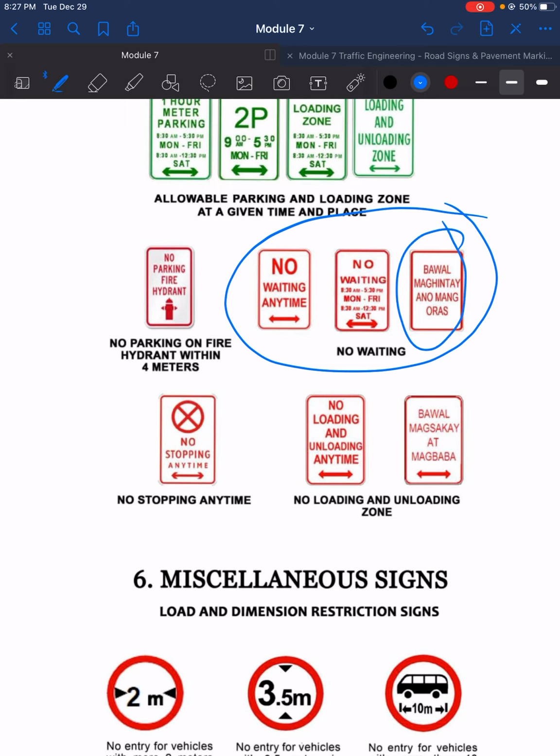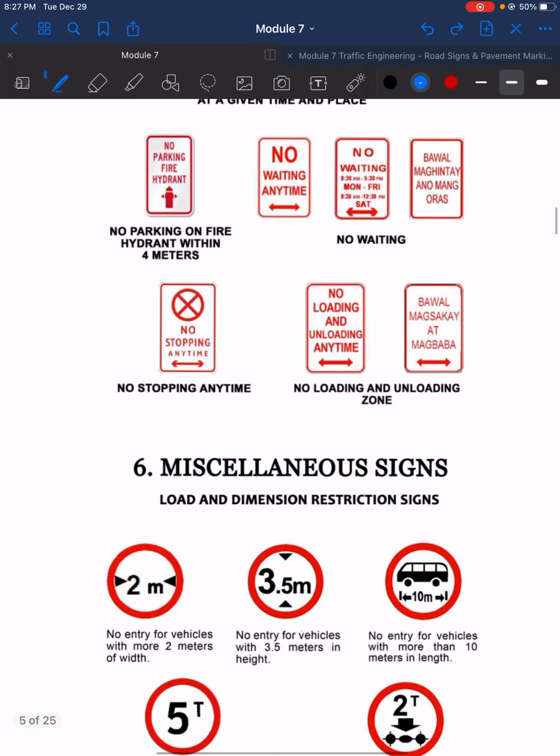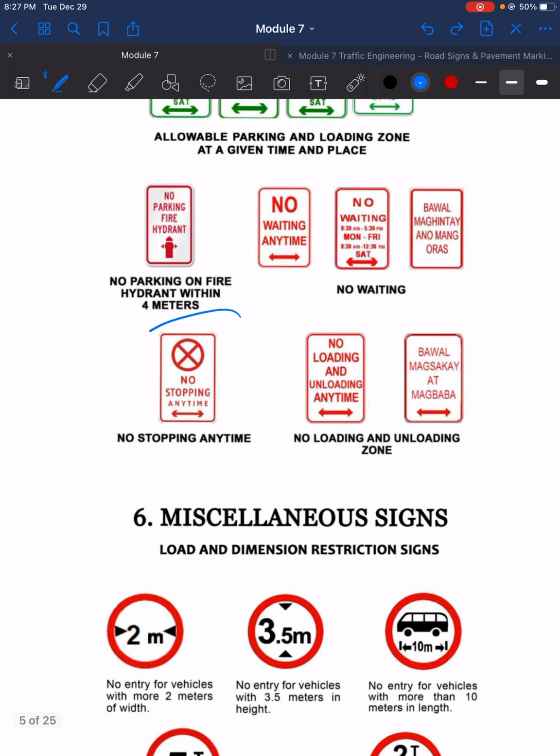Tagalog. Bawal maghintay anumang oras. So, huwag nang tumambay. No stopping anytime. No loading and unloading zone. Bawal magsakay at magbaba.